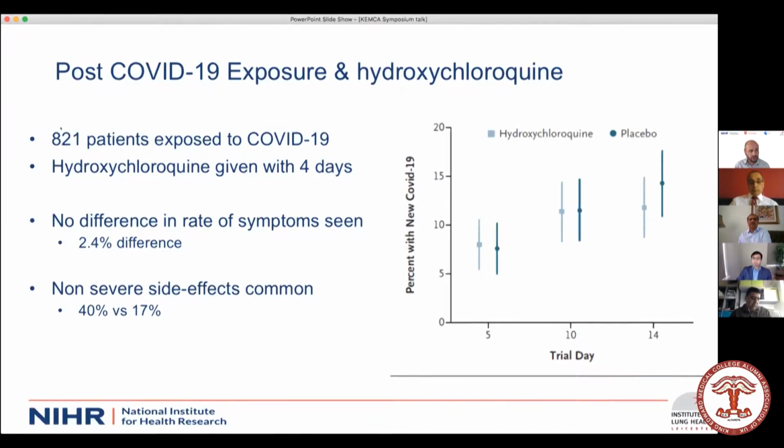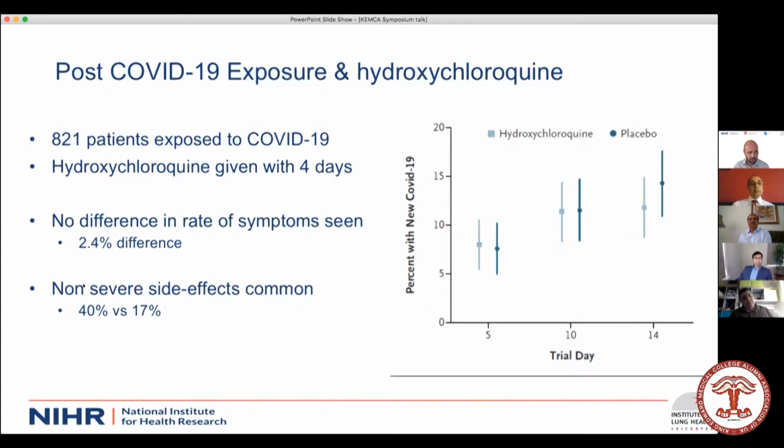And so they found 800 patients who were acutely exposed to COVID-19 clinically, and people were given hydroxychloroquine within 4 days. And you can see here that about 11% of the patients went on to develop symptoms of COVID. And actually, if you look at day 5, day 10, and day 14, there's no significant difference in going on to develop symptoms. If you want an absolute rate difference, it was only 2.4%, but this is not clinically significant. So I wouldn't be giving hydroxychloroquine to people as an exposure prophylaxis.